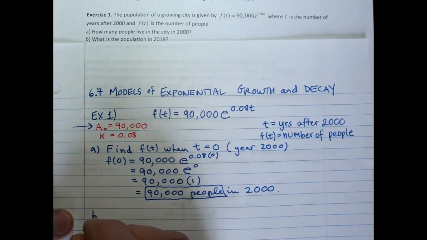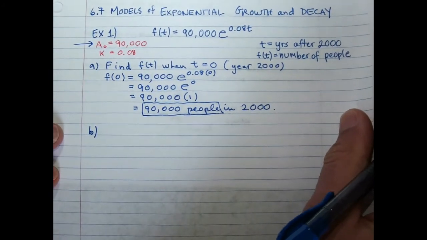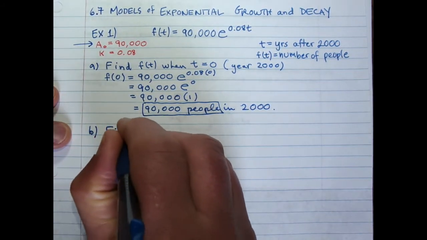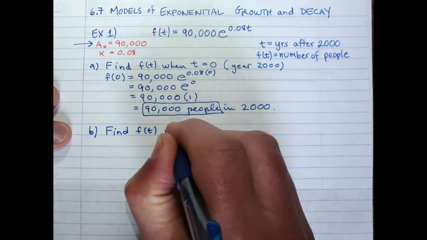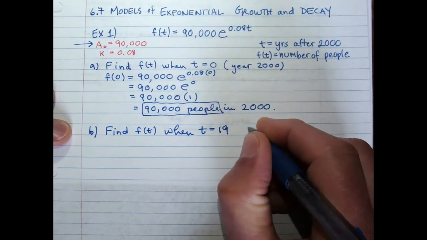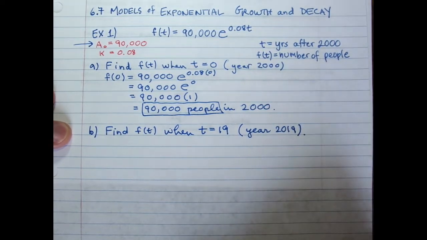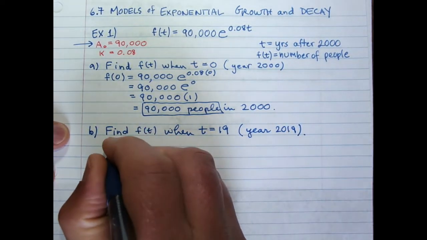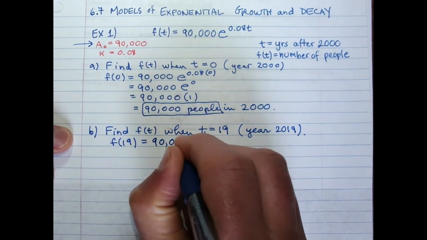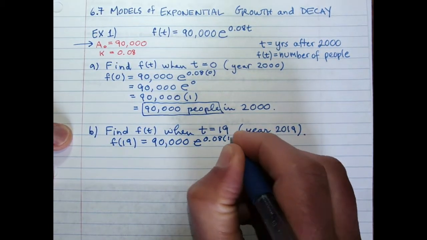All right, part B. Question is, what is the population in 2019? So we want to find f of t when t is equal to 19, because that corresponds to the year 2019. So we're going to plug in. f of 19 is 90,000 e to the 0.08 times 19.